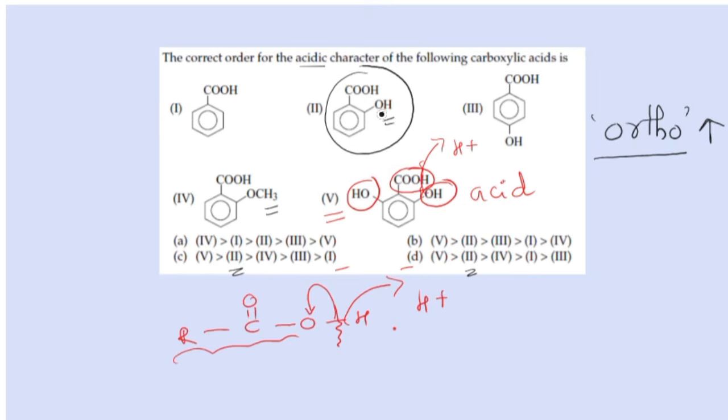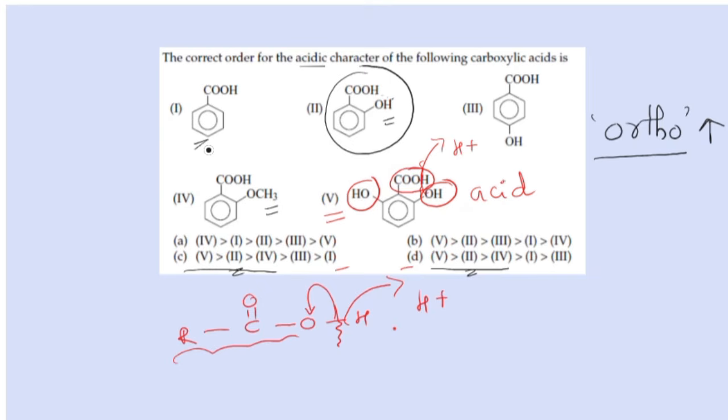This is due to intramolecular hydrogen bonding. You know that the carboxylate will be stabilized by the hydrogen. Hence, this will be more acidic as compared to the methoxy. So, we will have 2 followed by 4. So, both of them have the same.